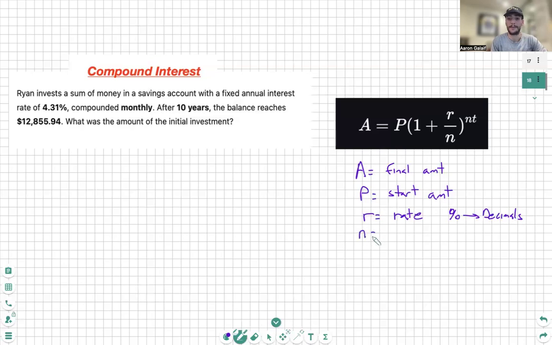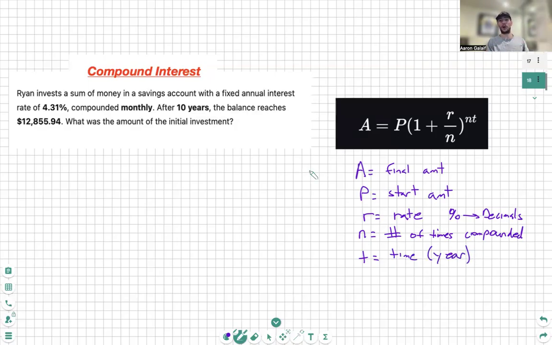Next, we have N. N is the number of times compounded. And this means, let's say it's compounded annually, that is once a year; biannually, twice a year; quarterly, 4 times a year; monthly, 12 times a year; weekly, 52 times a year. So that's what that number would be replaced with. And T is equal to time, and that's always going to be in years. Well, we want it in years.